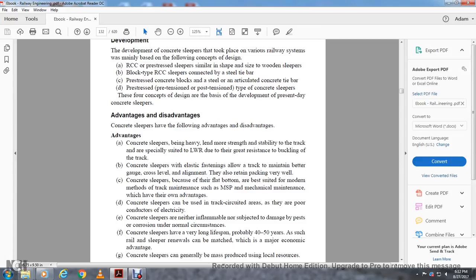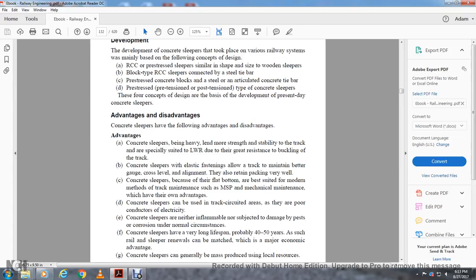The advantages and disadvantages of the concrete sleeper are as follows. Advantages: the concrete sleeper, being heavy, lends more strength and stability to the track and is especially suited for lightweight welded rails due to the greater resistance to buckling of the track. The concrete sleepers' elastic fastenings allow the track to better maintain the gauge and the cross-level alignment. These also retain packing very well.